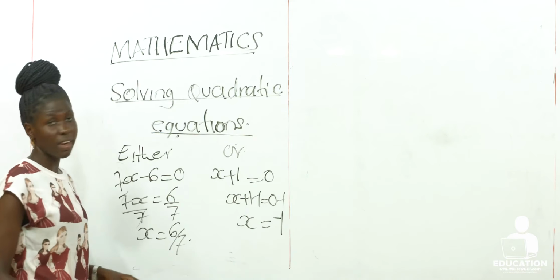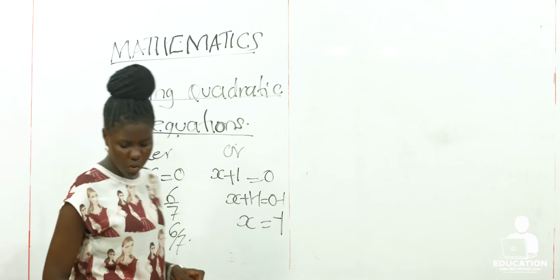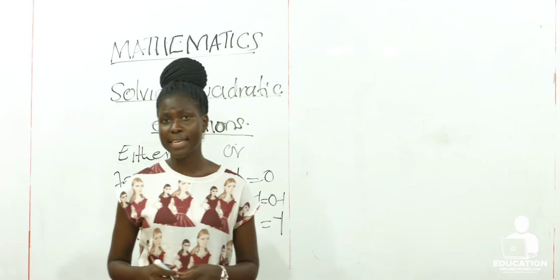So this is it for factorization method. Let's go to the second method, which is the method of completing squares.